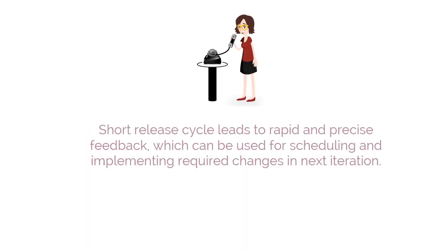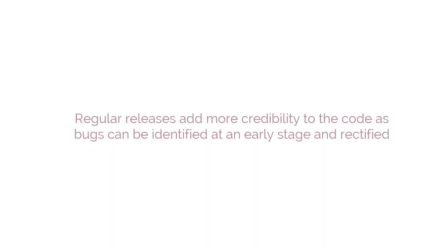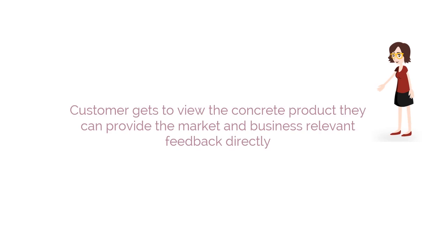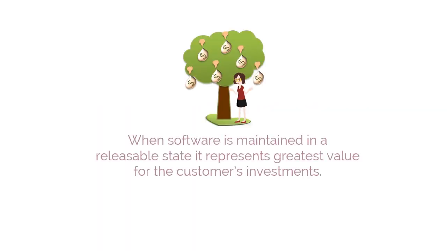The short release cycle leads to rapid and precise feedback, which can, in turn, be used for scheduling and implementing the required changes in the next iteration. Regular releases add more credibility to the code as bugs can be identified at an early stage and rectified. And as the customer gets to view the concrete product, they can provide the market and business relevant feedback directly. Also, when the software is maintained in a releasable state, it represents the greatest value for the customer's investments.